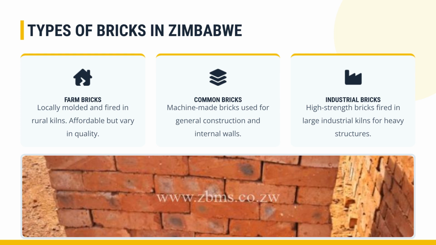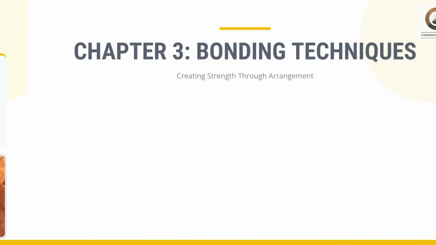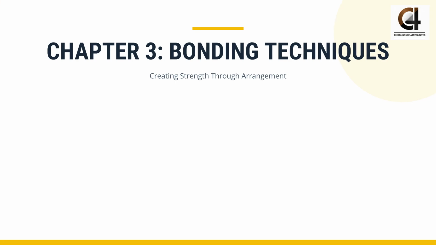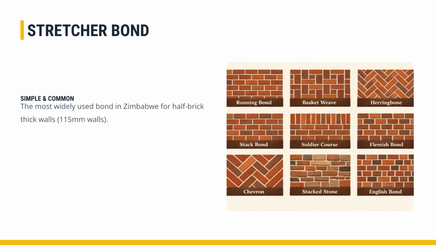There are different types of bricks in Zimbabwe. These include farm bricks, common bricks used for general walls, and industrial bricks for heavy, high-strength structures. Chapter 3 delves into bonding techniques, or how to create strength through arrangement of bricks. The stretcher bond is the most commonly used bond for half-brick thick walls in Zimbabwe.